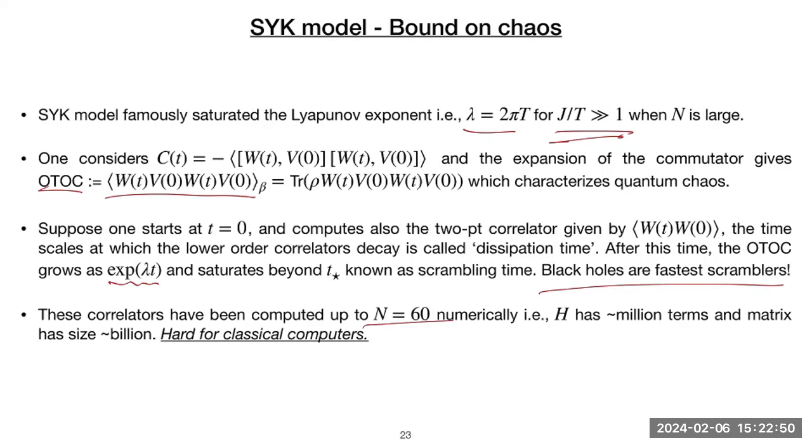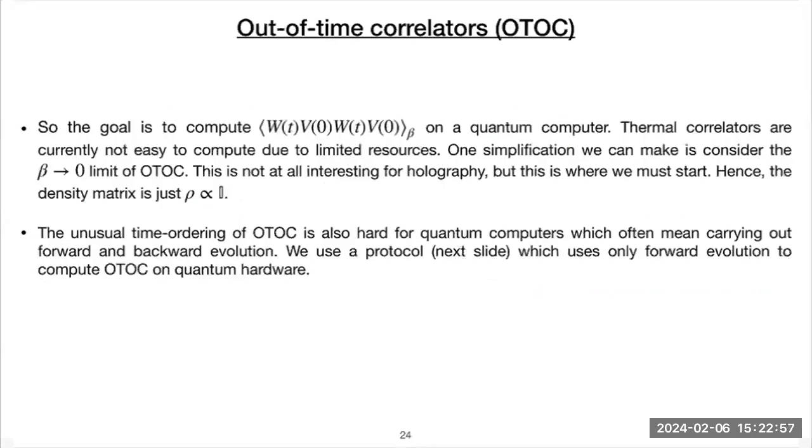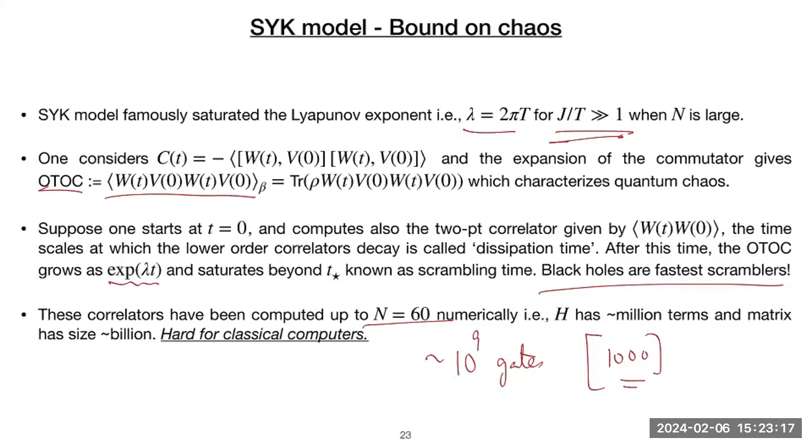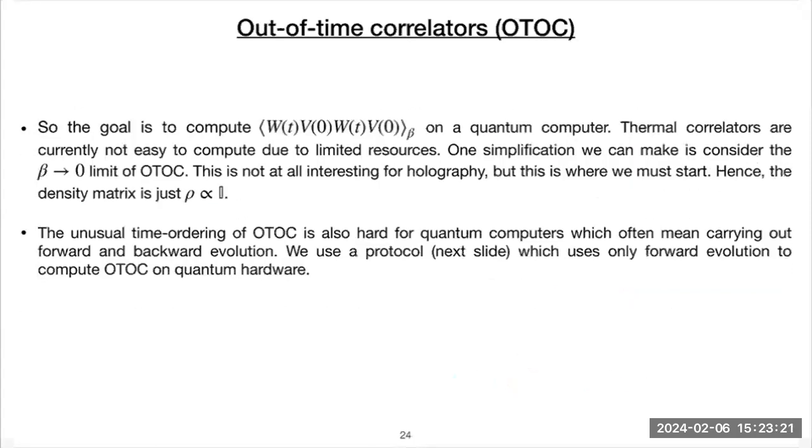So if you want to have any sort of advantage of a quantum computer for this model, we have to go beyond n equal to 60. And to go beyond n equal to 60 seems not very possible, because for n equal to 60, our estimate is saying that we need on the order of a billion CNOT gates. And we are at maybe 1,000 right now, even less than 1,000. So there's a huge time to quantum supremacy, at least for this SYK model.